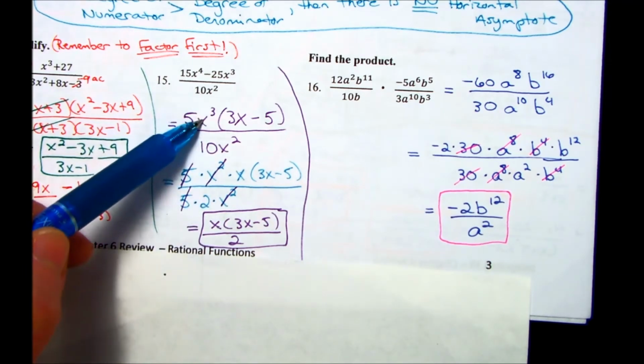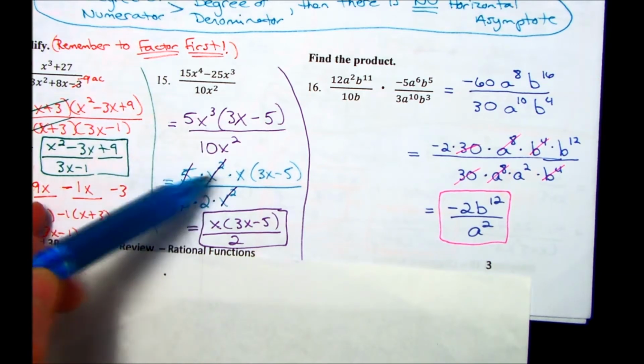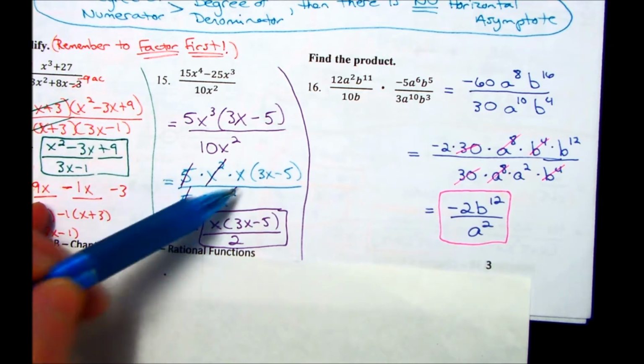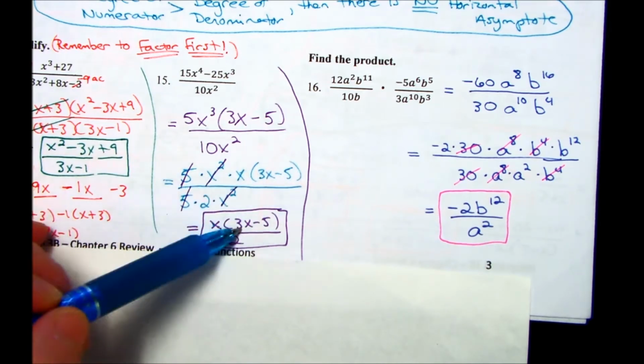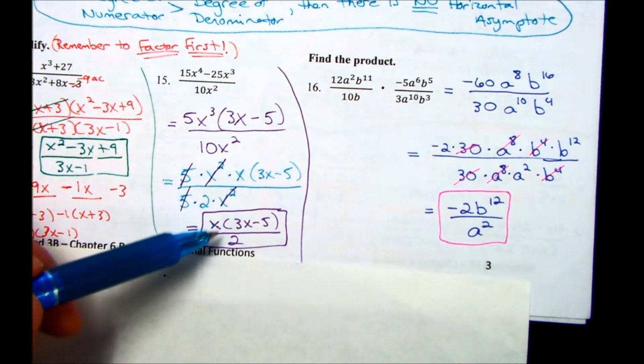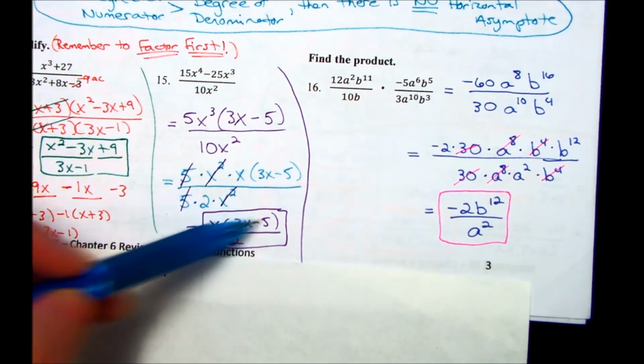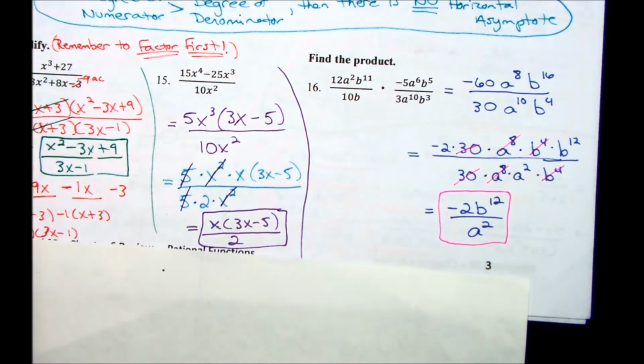Your x to the third can be factored into x squared times x, so the x squareds reduce, and there's an x left over in the numerator, and then your 3x minus 5 is still left over in the numerator. So we've got x times (3x minus 5) over 2. And leave it in factored form. You do not need to multiply that x into that binomial.